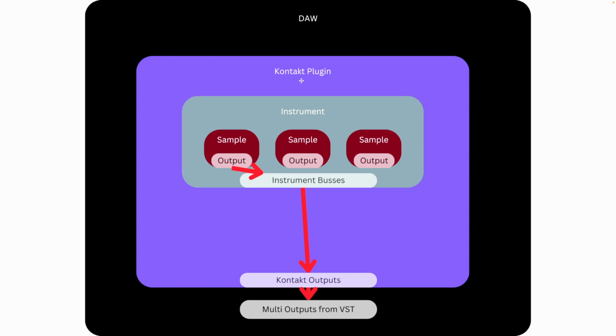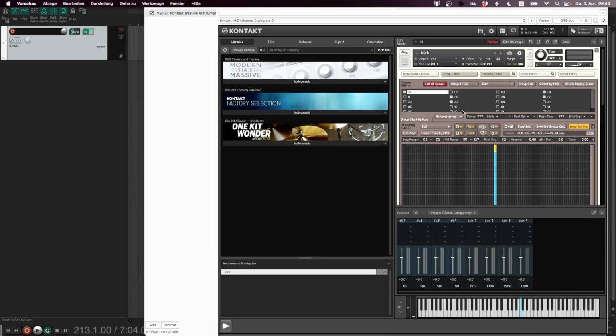So here is the signal flow when you open Kontakt as a VST in your DAW. Sample sends the audio signal to the instrument bus, the instrument bus sends the audio to the Kontakt output, and the Kontakt output sends the signal to the multi-outputs from the VST. Let's take a look at the DAW, how this is done.